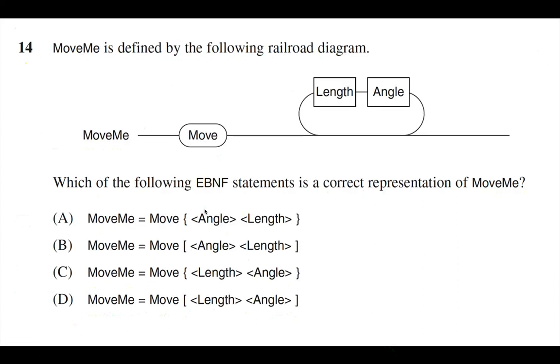This is the reason, team, that I wanted to show you that railroad diagram before going to this one. So I can go through and I can just do move, and that's fine. That's why it's the only thing sitting outside of any particular type of brackets. But I do have the option to repeat. So I do have my curly brackets repetition, and I hit through what first? I hit through angle. So move is definitely there. I hit through angle and then length. Yep. So angle and then length, which means C and D are out. Angle, then length. The only difference between A and B is my brackets.